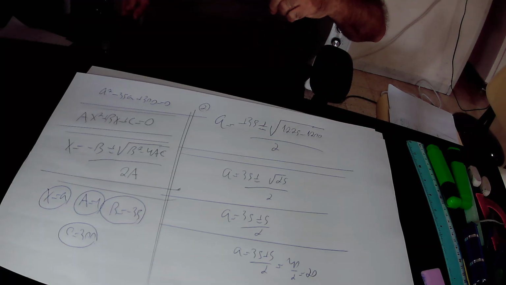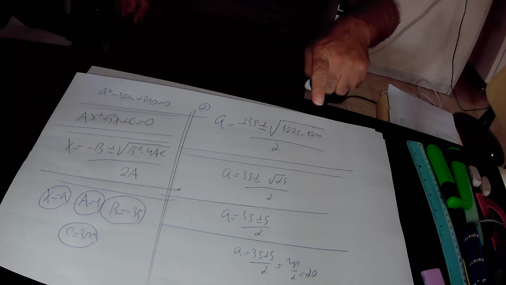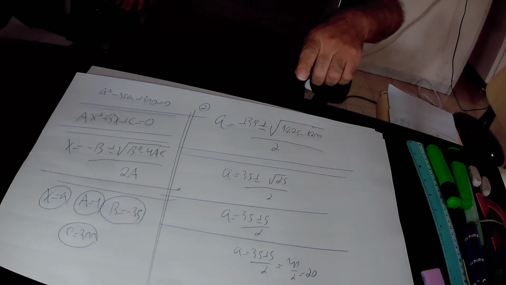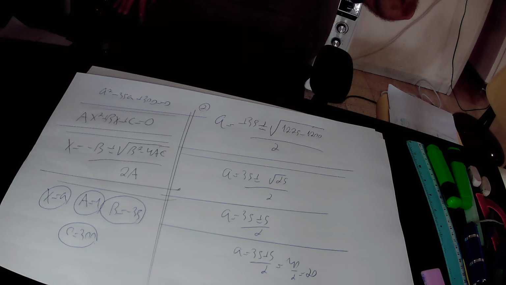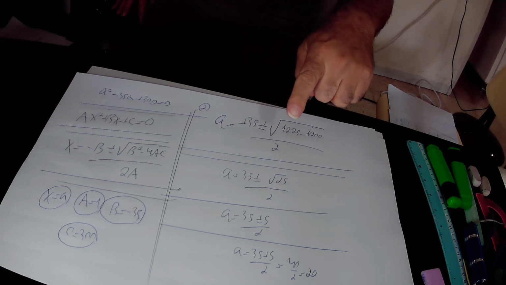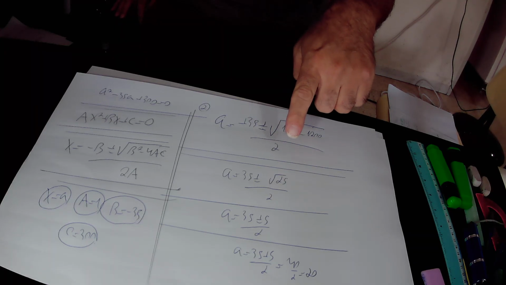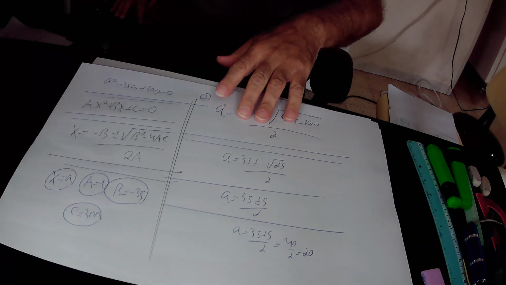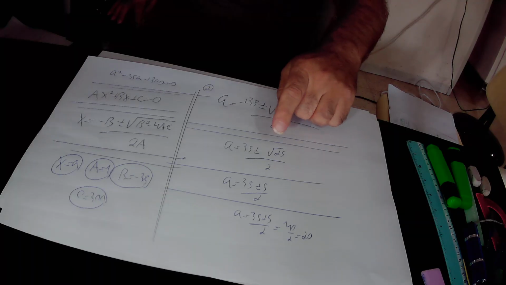So in total, we found that a equals 35 plus or minus the square root of 1225 minus 1200, over 2. 1225 minus 1200 is 25. So a equals 35 plus or minus the square root of 25 over 2. The square root of 25 is 5, so a equals 35 plus or minus 5 over 2. Here we have two possible solutions for a.